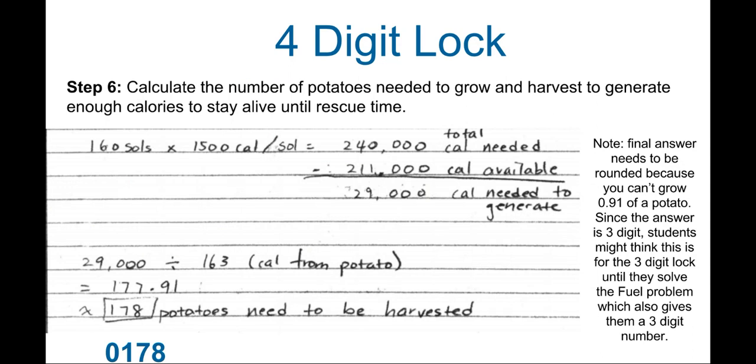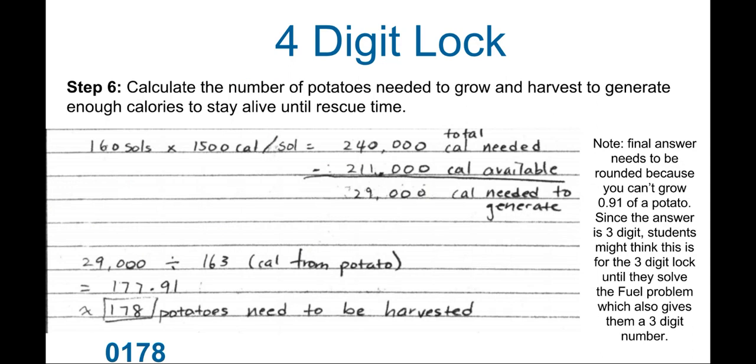The last step is to utilize all the information calculated to see how many potatoes need to be grown and harvested in order to generate enough calories to stay alive until rescue comes. 1,500 calories is needed per sol, and there are 160 sols, so 240,000 total calories are needed during the time we are on Mars.